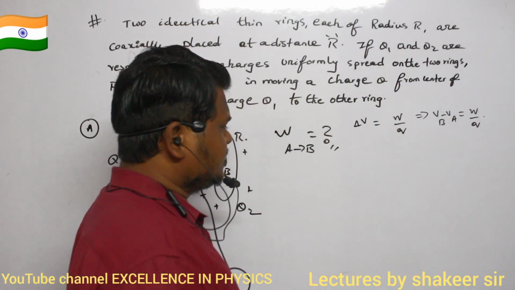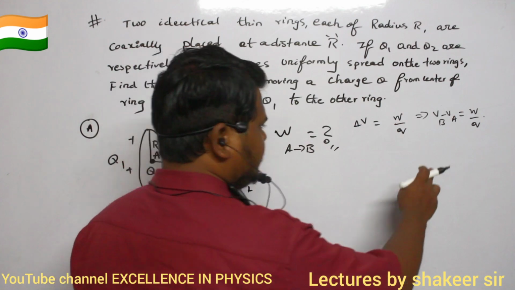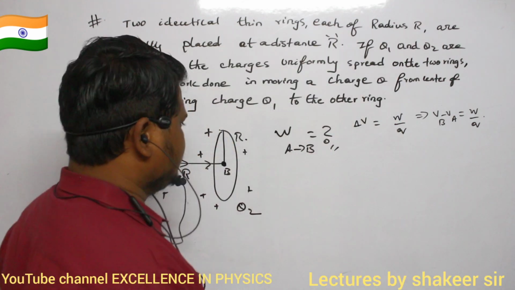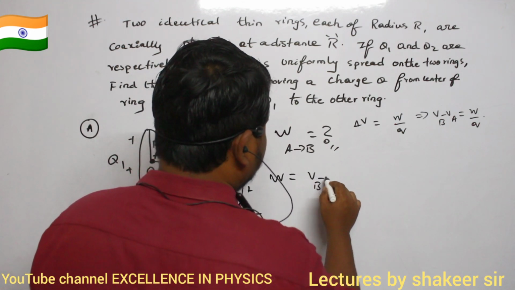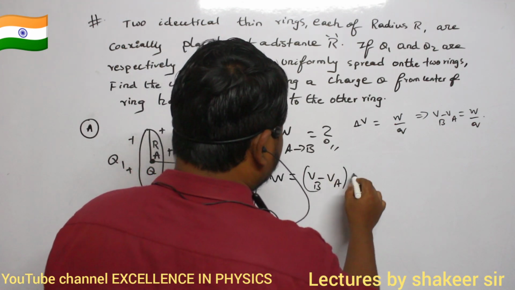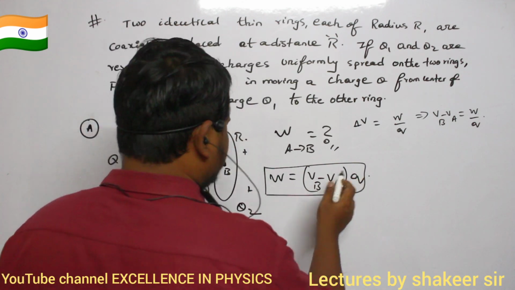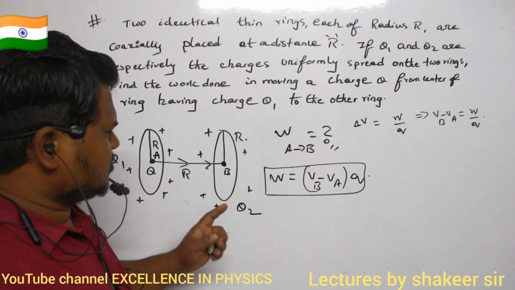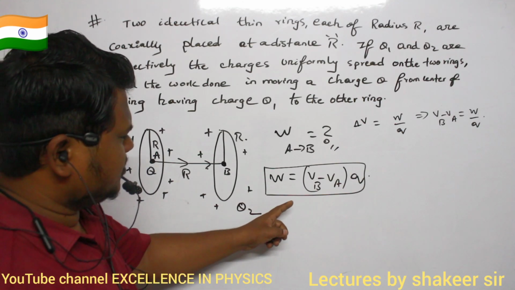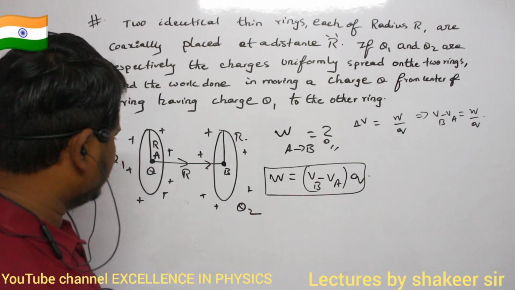Potential difference, VB minus VA. Clear? So therefore, work done will be equal to VB minus VA into Q. This is the equation. And what is meant by Q here? Q means the charge which we are moving from A to B. So first of all, I want to calculate the potential difference VB minus VA. So how can I calculate?